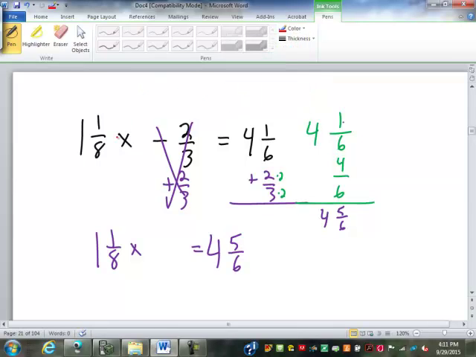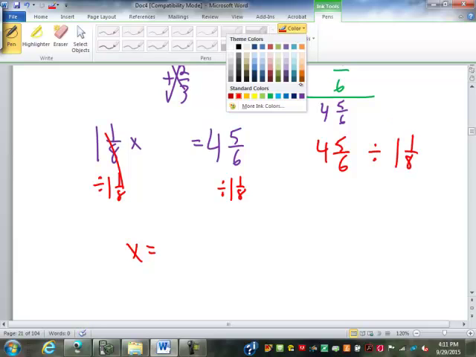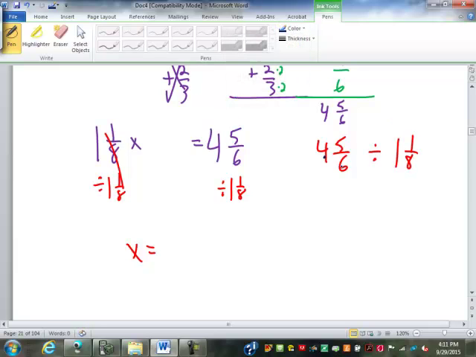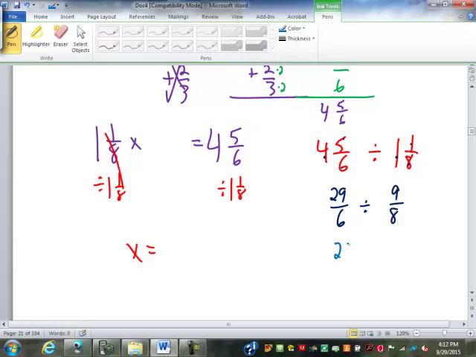So now it's 1 1/8 x equals 4 5/6. We're going to divide by 1 1/8. So x equals 4 5/6 divided by 1 1/8. 4 times 6 is 24, plus 5 is 29/6, divided by 1 times 8 is 8, plus 1 is 9/8. That becomes 29/6 times 8/9.